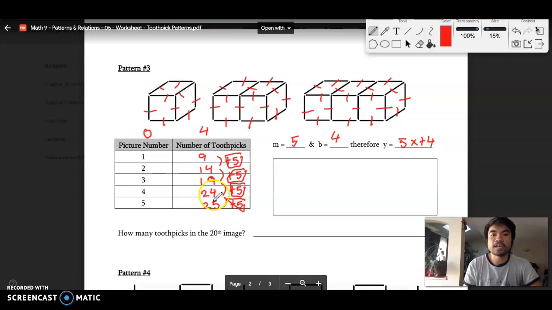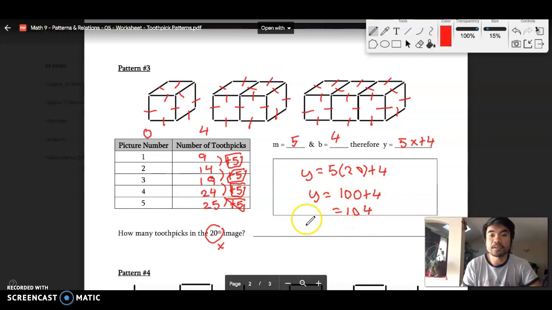And now it says over here, how many toothpicks in the 20th image? This is going to be my x value. So we just need to substitute, isn't it? So 5 times 20 plus 4. So y equals 100 plus 4, and I should get 104. There's going to be 104 toothpicks.